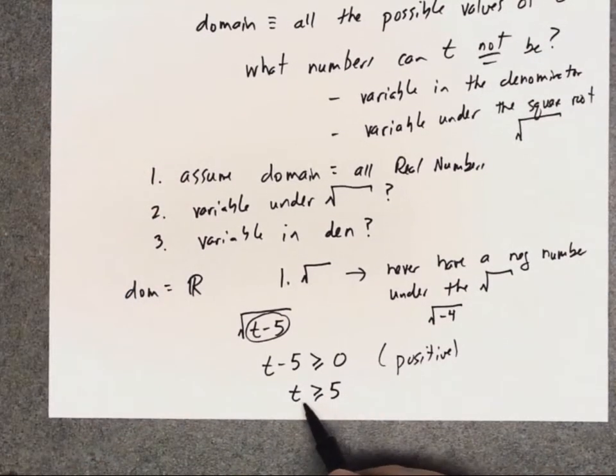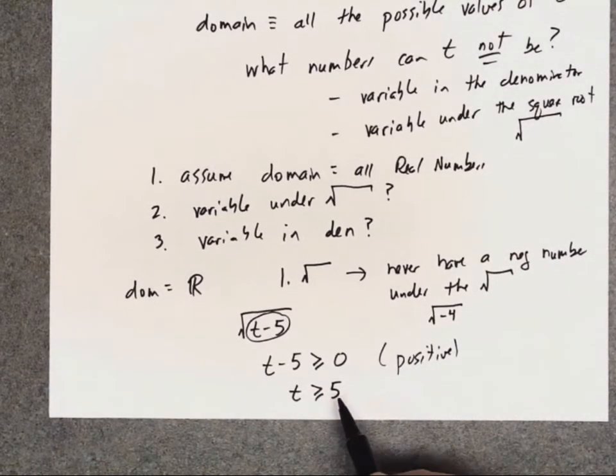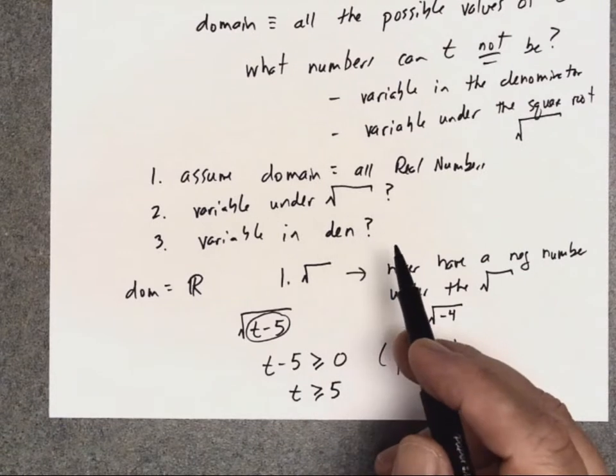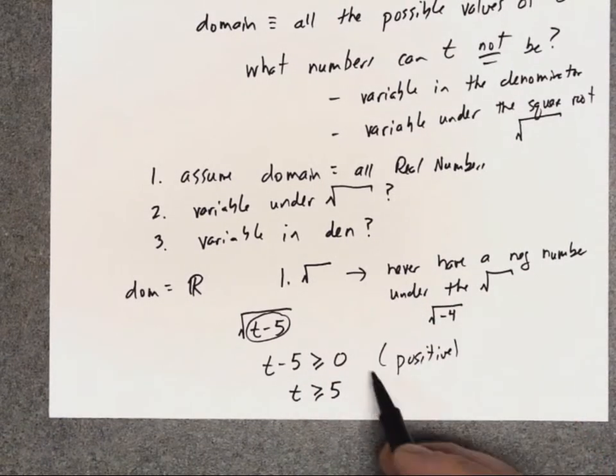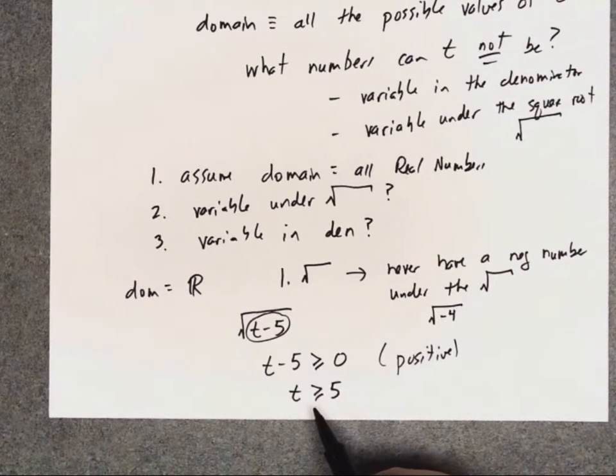So you know what I'm saying now? I'm saying when I look at that variable t, t has to be greater than or equal to 5. What happens if t is not greater than or equal to 5? I'll end up with a negative number under the square root, which I can't have. So in a sense, the domain says, okay, what numbers can t be? I now have some numbers that t cannot be. In a sense, I say my domain is now going to be all numbers greater than or equal to 5.